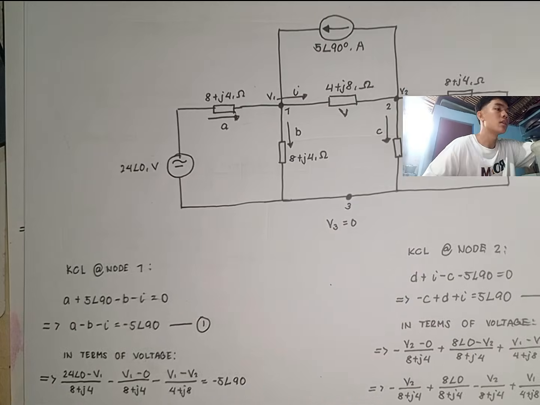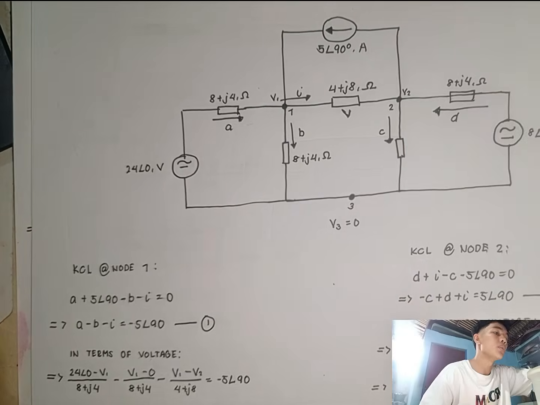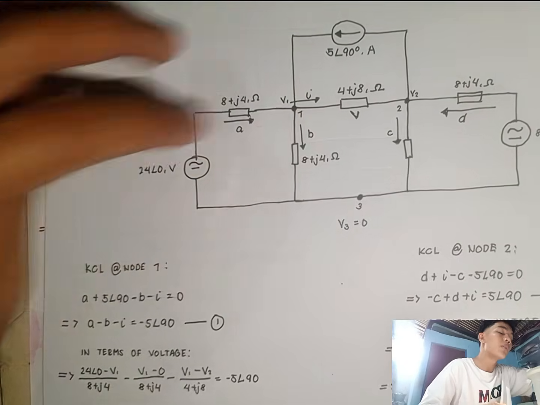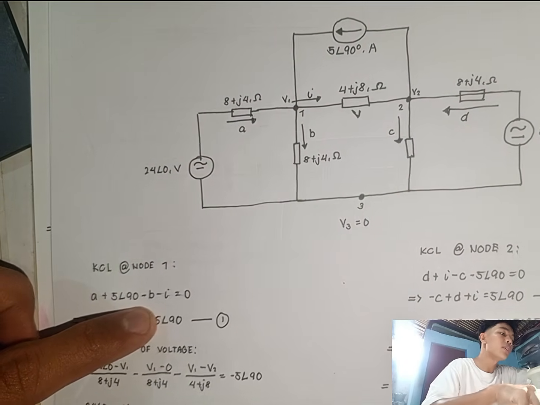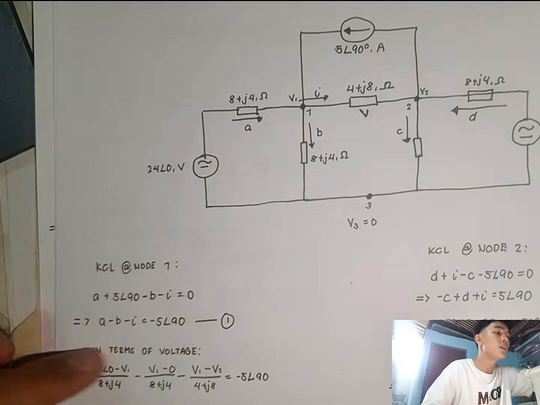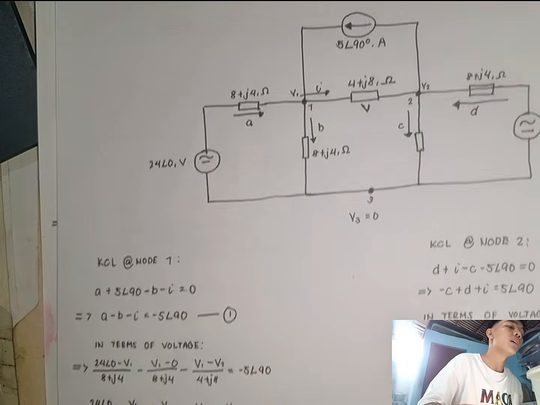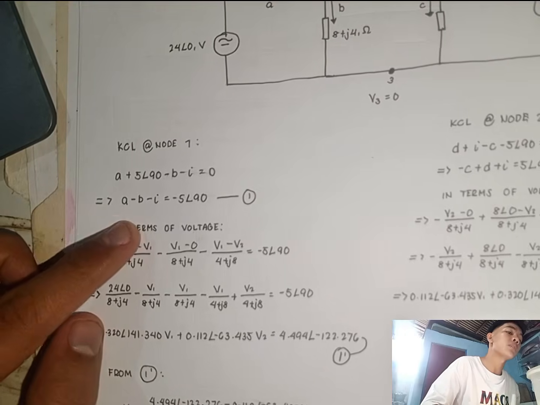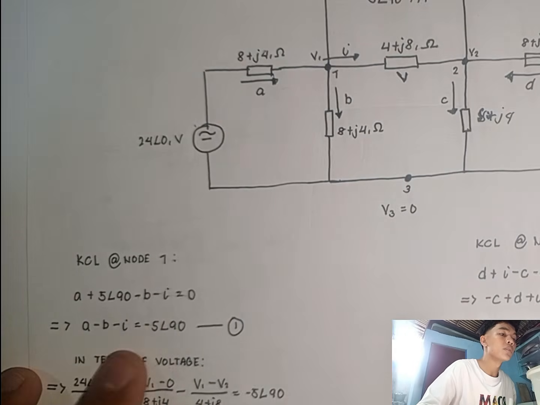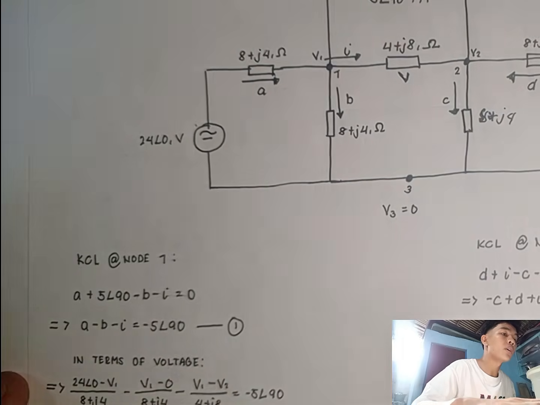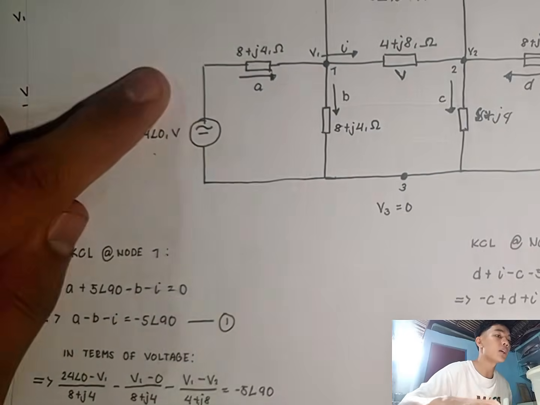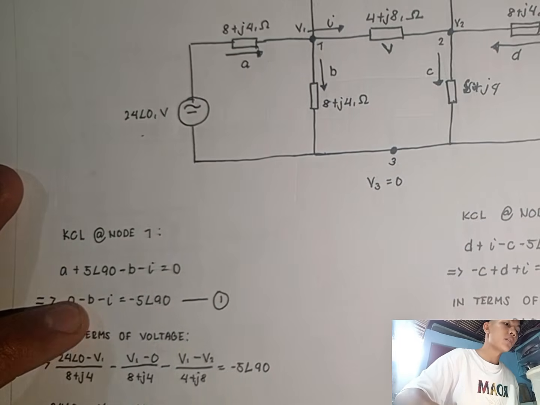First step of nodal analysis, we apply KCL at node 1, which is our current entering A plus 5 angle of 90 minus B, which is leaving, minus I. Rearranging our equation, we have A minus B minus I equals negative 5 angle of 90. In terms of voltage, for the value of A, we have 24 angle of 0 volts minus V sub 1, following the direction of current, over our impedance 8 plus j4.